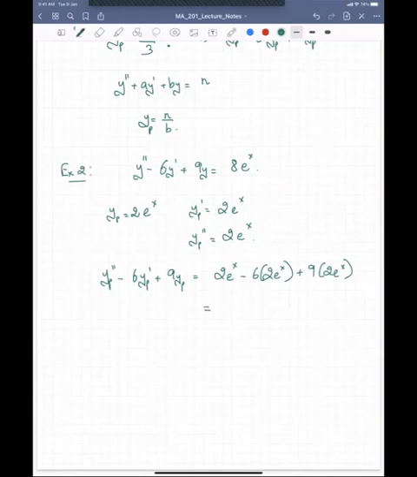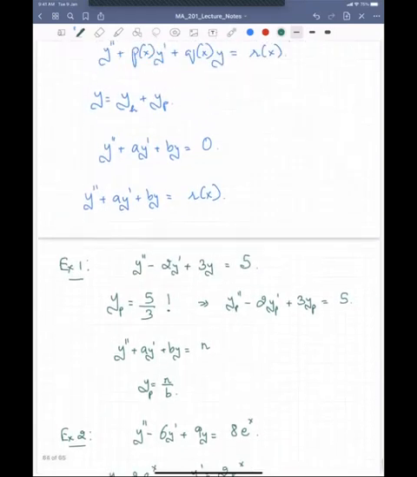So 18 minus 12 is 6, 6 plus 2 is 8. So this is 8e to the x, and this does solve the equation. Of course, you still have to check one more thing, which I will not do now. The question is, is this particular solution different from the solution to the homogeneous part?